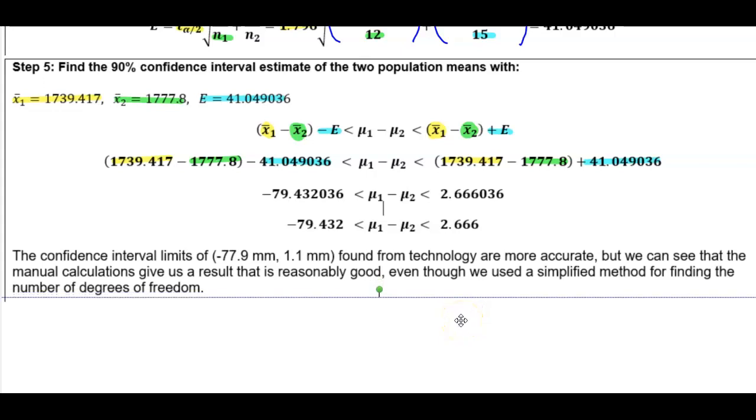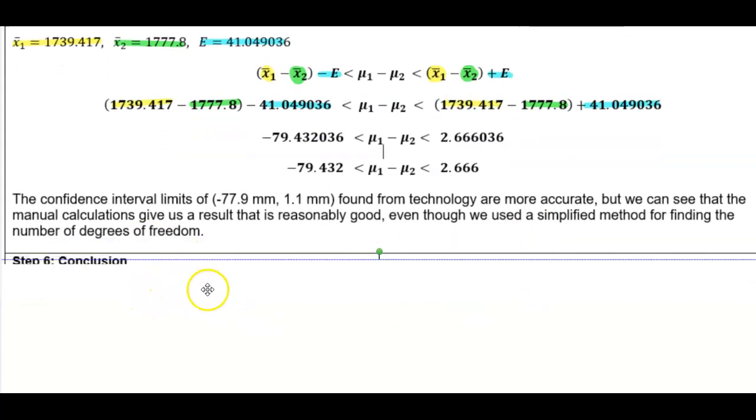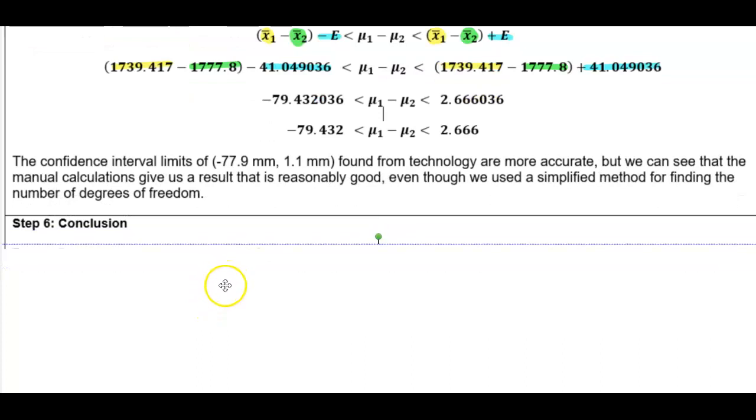Now, if we use technology, the confidence interval limits of negative 77.9 and 1.1 are found from technology. They're more accurate because they don't round anything. But we can see that the manual calculations give us a result that is reasonably good, even though we used a simplified method for finding the number of degrees of freedom. Now we're going to state the conclusion.